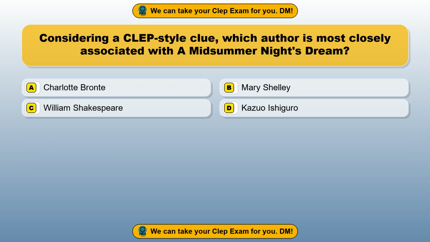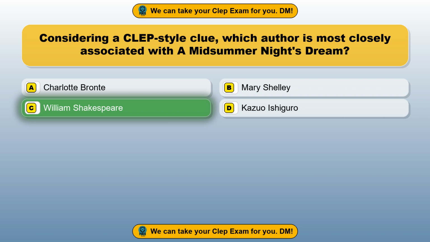Question 2. Considering a CLEP-style clue, which author is most closely associated with A Midsummer Night's Dream? Option A. Charlotte Brontë. Option B. Mary Shelley. Option C. William Shakespeare. Option D. Kazuo Ishiguro. The correct answer is option C.